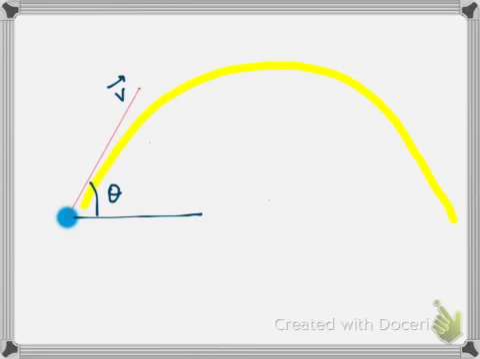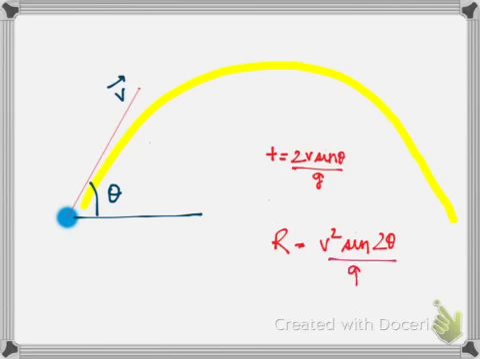So what we have here, we write the formula specially for the time taken and for the range. For time taken we have 2v sin theta by g, and for the range we have v squared sin 2 theta by g. Now let us vary theta from 0 to 90 degrees. So as theta is 0 degrees, the time taken will be 0, right?